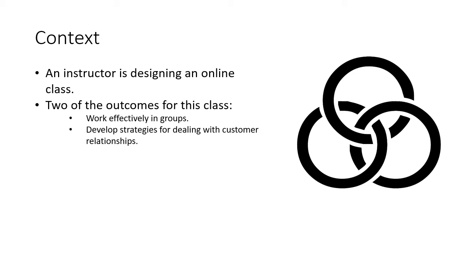The class has two outcomes. The class has lots of outcomes, but the two outcomes the instructor wants to focus on in this unit of study are these. One, work effectively in groups, so each student must demonstrate the ability to work effectively in groups. And two, develop strategies for dealing with customer relationships.